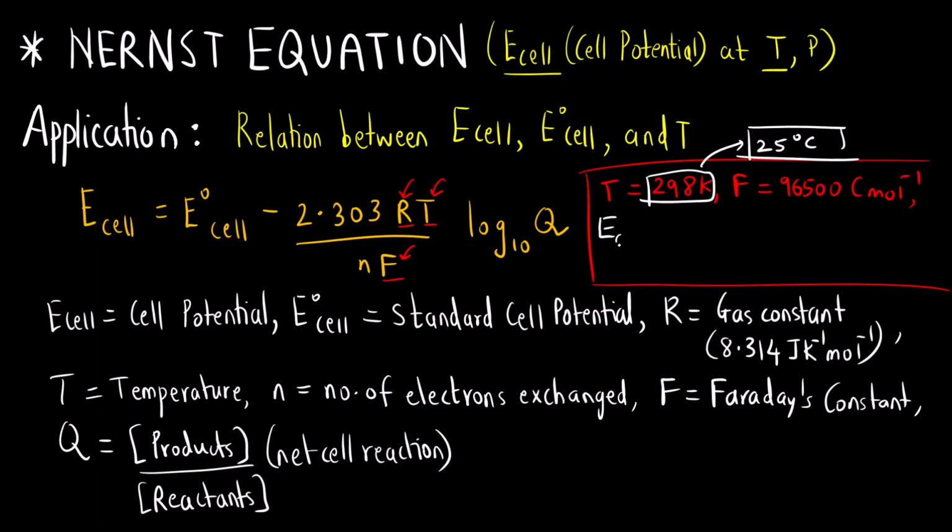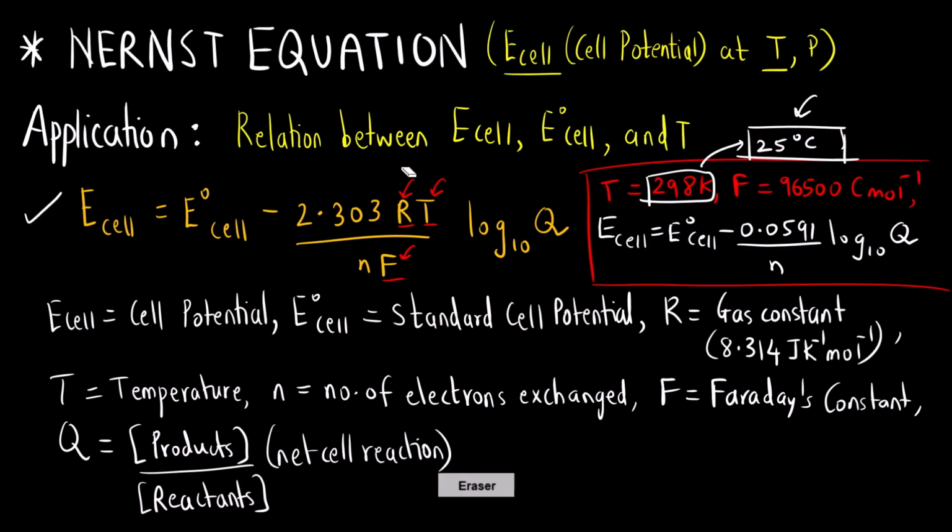When you substitute this, what we get is E cell is equal to E0 cell minus 0.0591, this number you can remember, divided by N, log to the base 10 of Q. This is another form of the equation that you can remember, but the important condition is that the temperature should be 25 degrees Celsius. If the temperature is not 25 degrees Celsius, then we will use the general form of the equation.